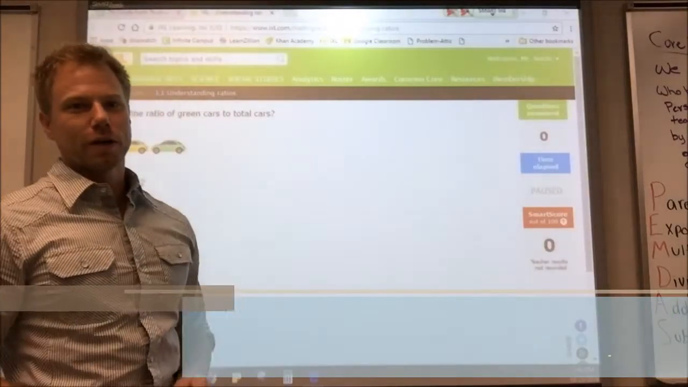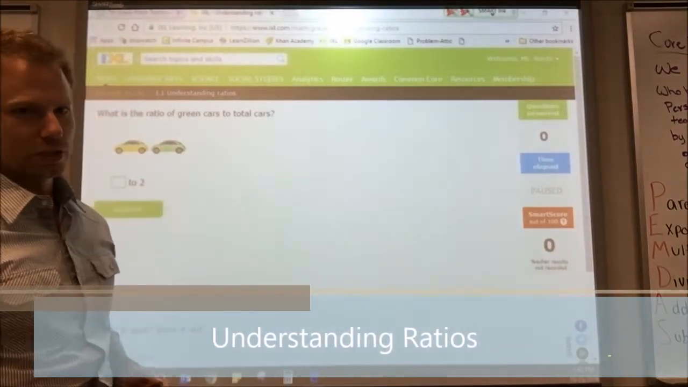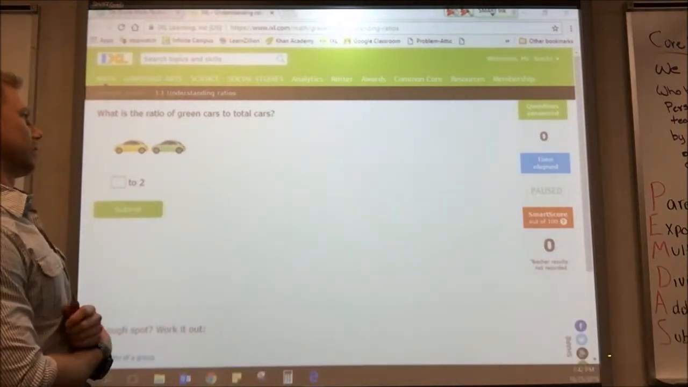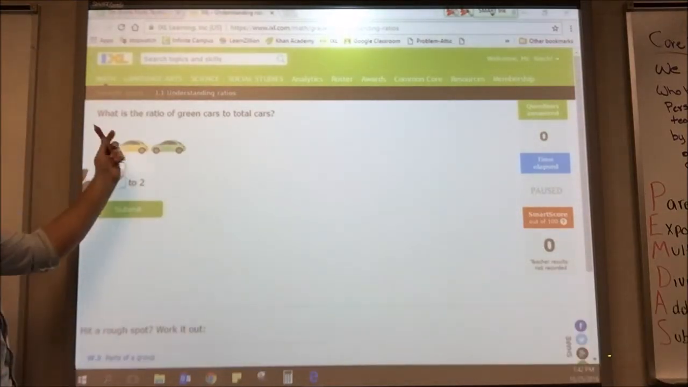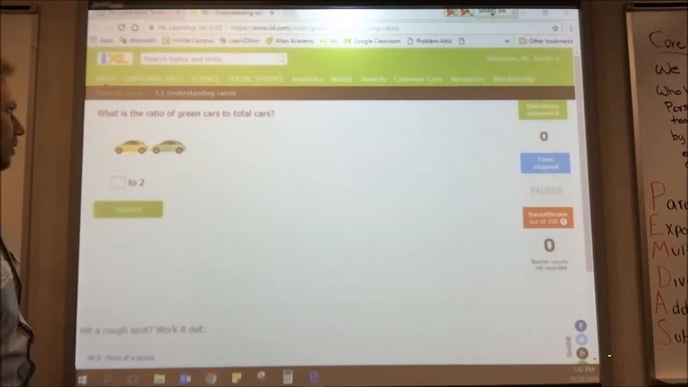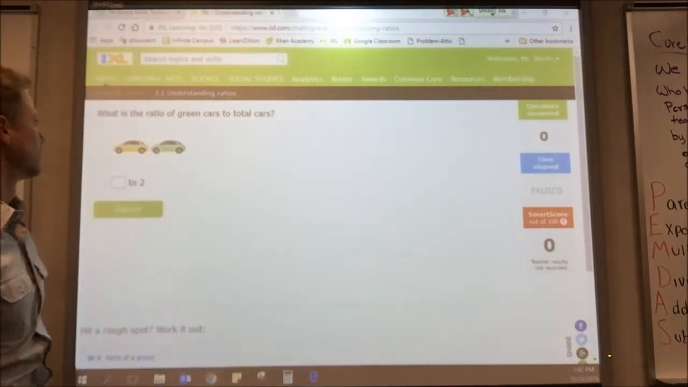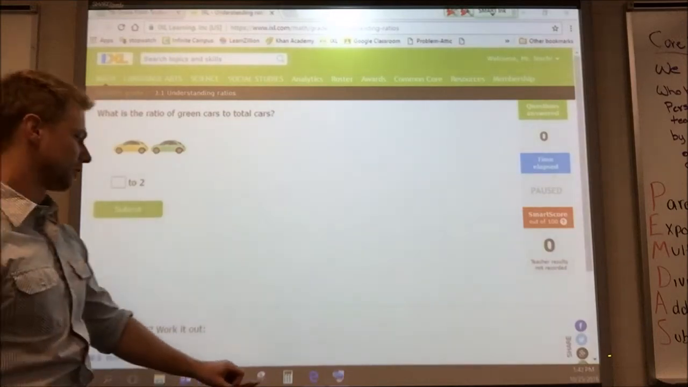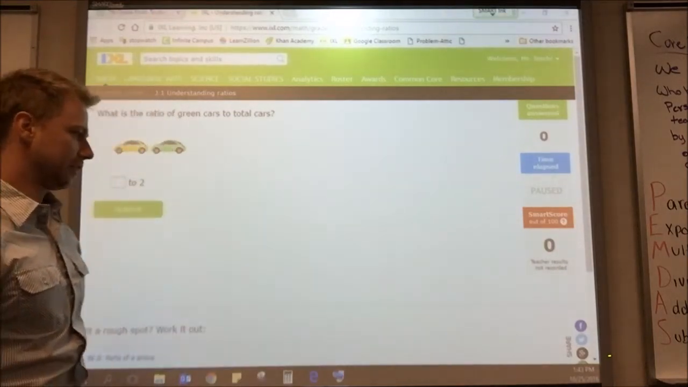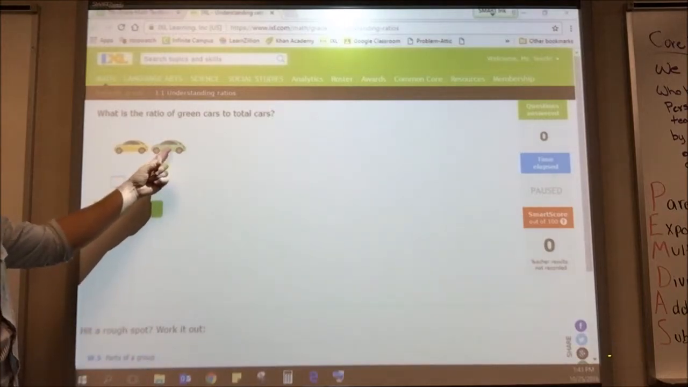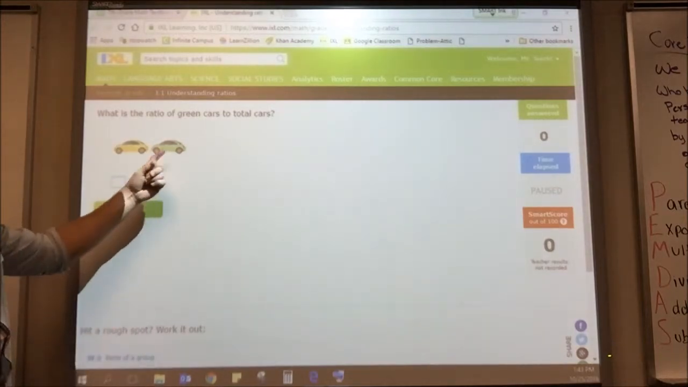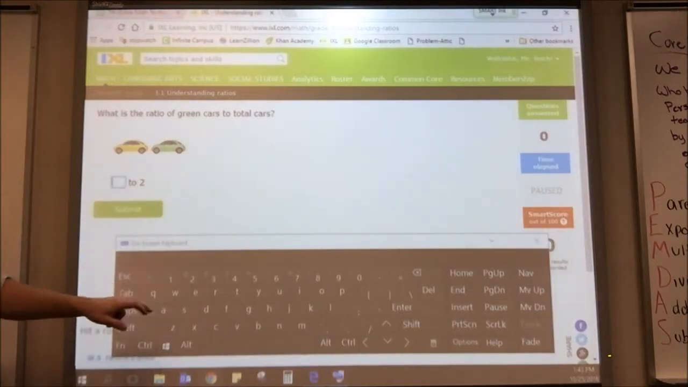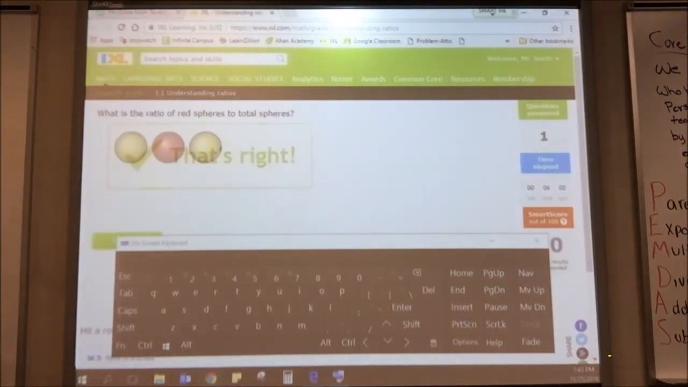All right, we are starting to talk about ratios and proportions today. So we're going to start out with basics of what makes a ratio. This question says, what is the ratio of green cars to total cars? If we count the number of cars, we can see that there are 2 cars and one of those is green. So the ratio would be 1 to 2. 1 green car, 2 total cars. So we just plug in 1, and we got the answer.